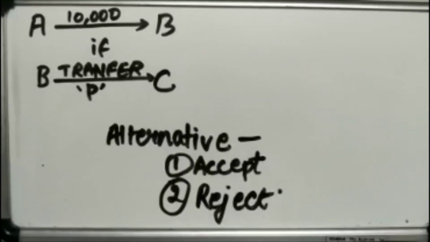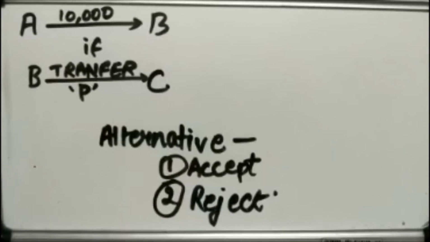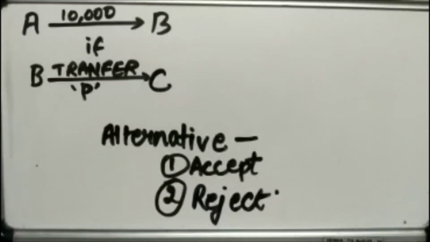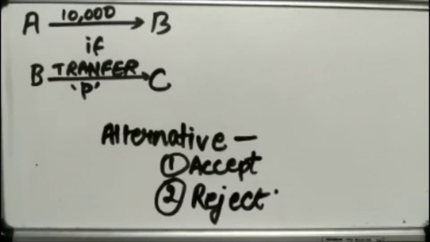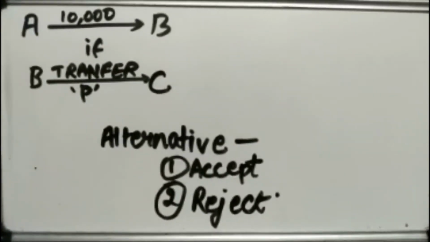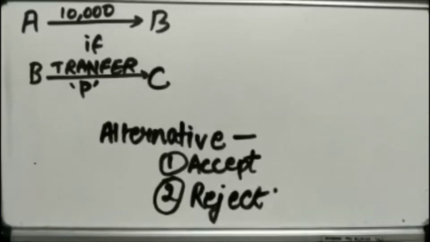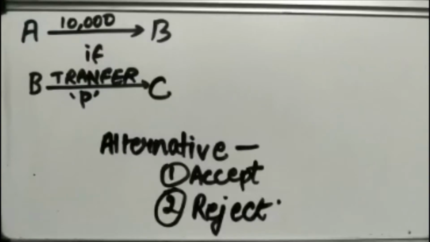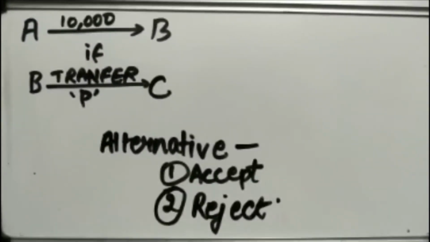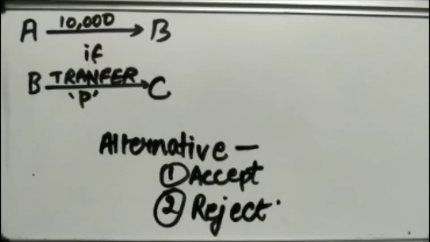Here is an illustration to understand the concept of doctrine of election. A, the transferor, professes to transfer property P which belongs to B to C. B is the owner of the property and A confers that he would pay 10,000 rupees to B if he transfers the property to C. Here B is put to election. He has two alternatives, either to accept the benefits and give away the property or reject the benefit and keep the property.